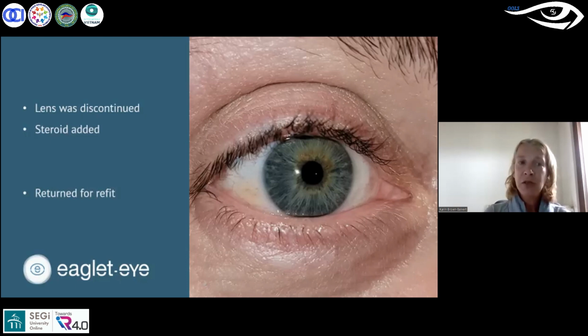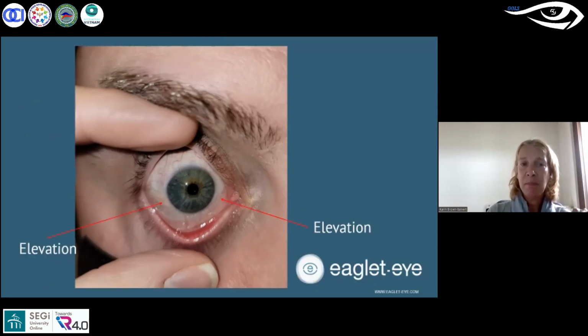So the lens was discontinued, some steroids were added, and he returned for a refit. The eye is nice and clear, there was no redness. But actually look in here, we've got some elevation. We looked at that pinguecula earlier. It's got another elevation nasally, and another one superior there as well. This is the overlay. This would be the bisphere elevation map, and you can see the little elevations that we show in there.